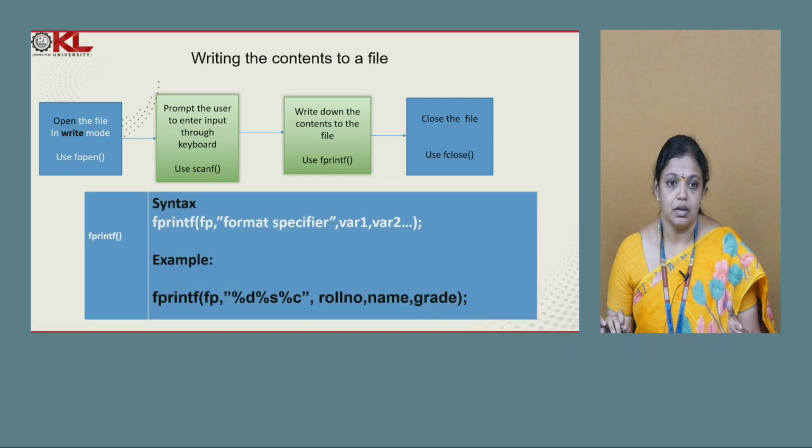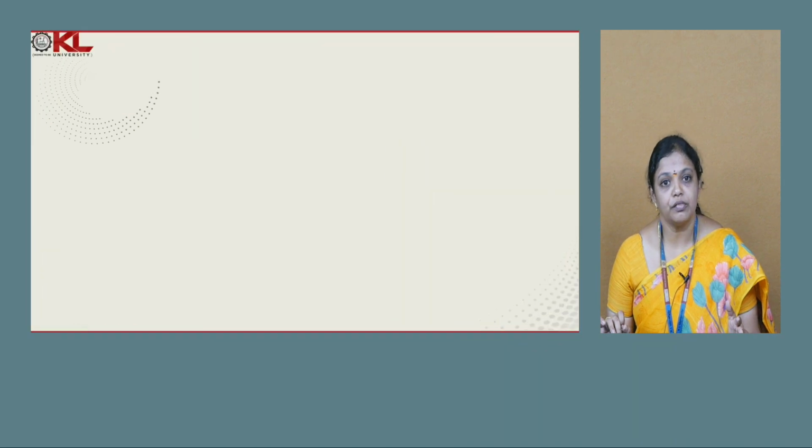So here is the syntax for the fprintf function. The first parameter, as you can see, is the file pointer that we have already created, FILE *fp, in the statement FILE *fp. And then the second one is the format specifiers followed by the list of the variables. Here, using fprintf, you can see an example. I am going to store the roll number, name and grade of a student. So now I have written the contents to the file.